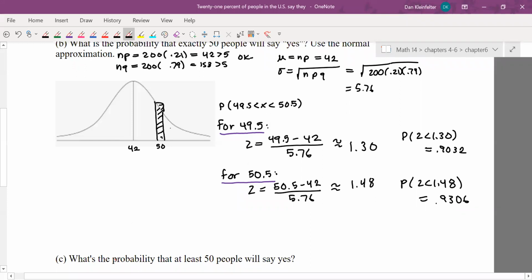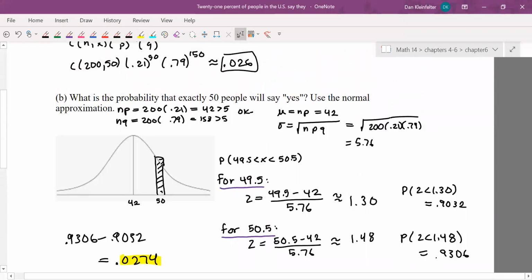So basically, we want the area under the curve that is approximately the area inside this rectangle. And so that will be the difference of 0.9306 and 0.9032. And that's 0.0274. All right, so that's 0.0274. We calculated it using the binomial formula and we got 0.026.